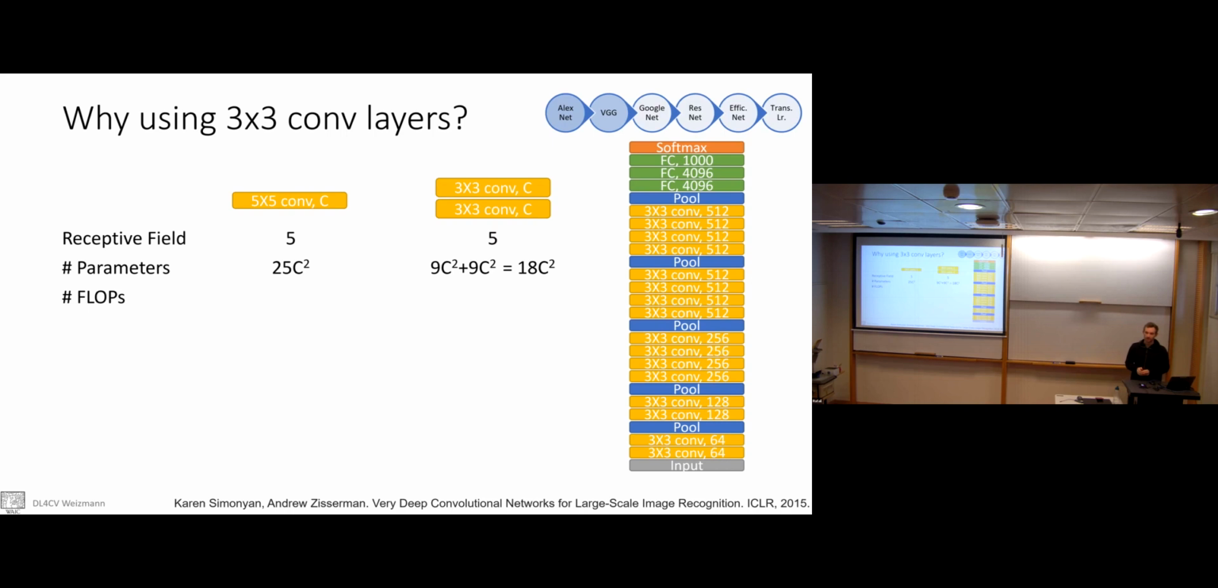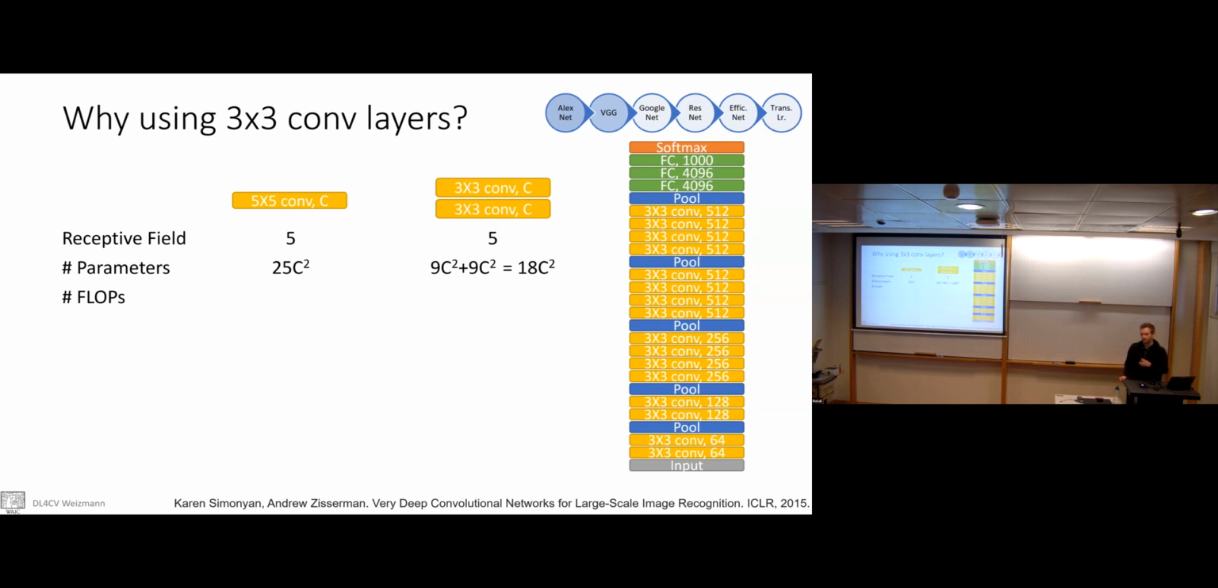C is the number of channels, so we have an input number of channels, let's say C, and the output is also C, so it preserves the number of channels. So the total number of parameters in this layer is C times the kernel size times the kernel size. So kernel size is 5 in this case, and so it's 25 times C squared.